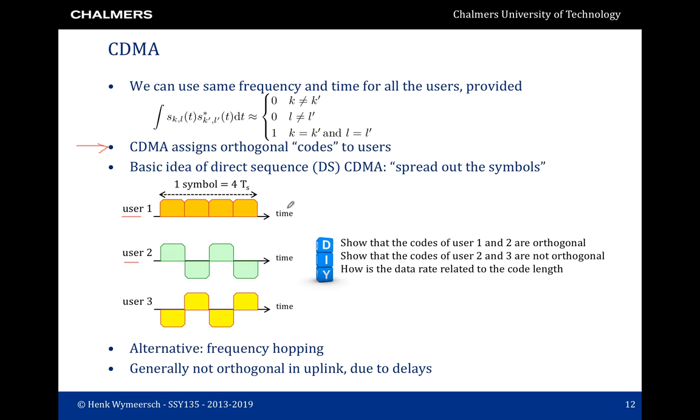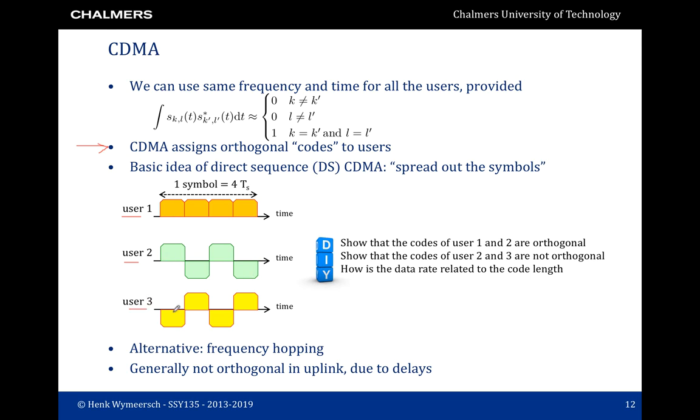At the receiver, we will decorrelate with each of these codes to obtain the signals for each of the users. This is possible because these codes are mutually orthogonal, because 1 times 1 plus 1 times minus 1 plus 1 times 1 plus 1 times minus 1 is equal to 0. So from the point of view of a receiver, the two signals can be completely recovered.